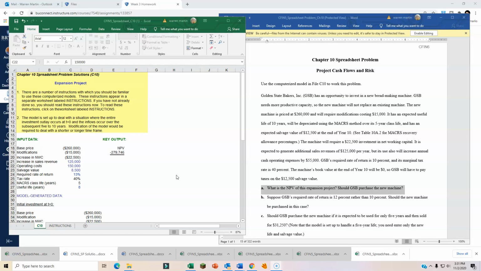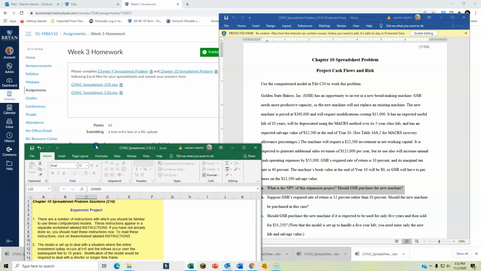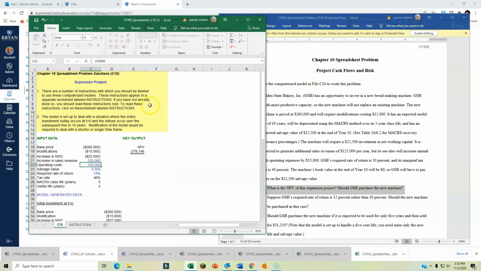All right, so MBA 510 week 3 chapter 10 homework. So I've already pulled these up here a little bit. This is the spreadsheet. Make sure you enable the spreadsheet, there's an enable part up there, when you do this and save it.